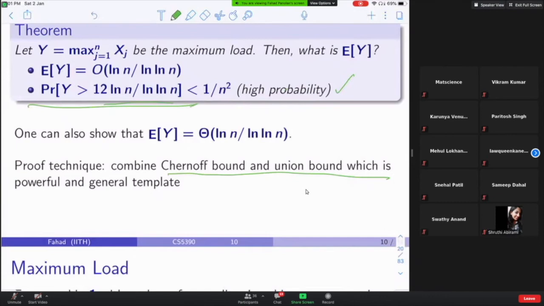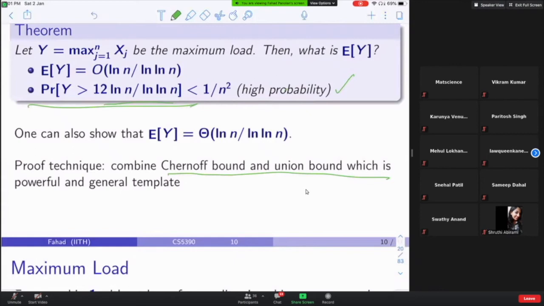Now I would say, okay, the probability that in at least one of them the load is more than this is bounded by the summation of the probabilities in each of them. It is like summation over j such that in the jth bin the load is more than 12 log n divided by log log n. Okay, so there I use the union bound. So Chernoff bound plus union bound.